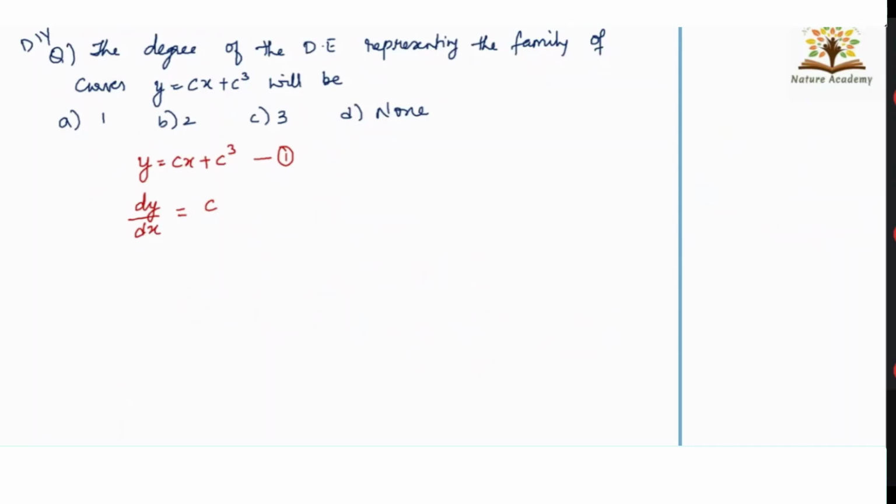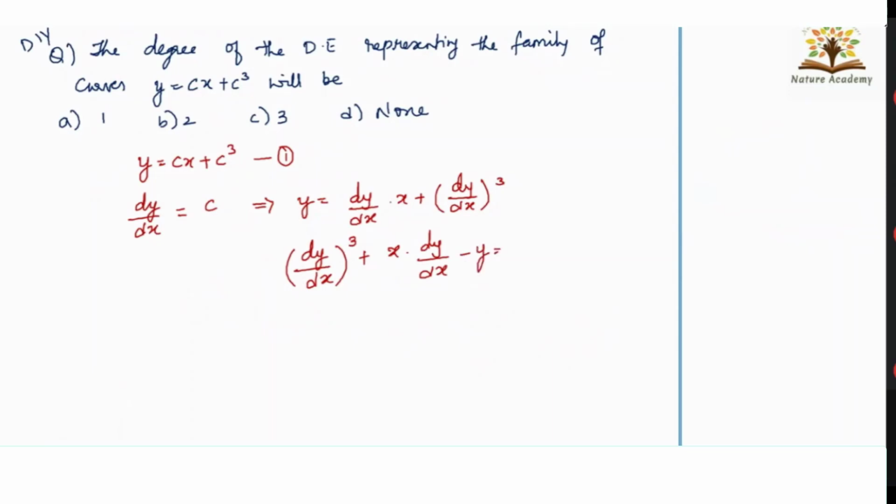So put this value of C in 1. You get y is equal to dy by dx into x plus (dy by dx) whole cube. I am just rearranging so that it looks like a good differential equation, so that it will be easy for me to find the degree. The degree will be 3 because the highest order derivative is dy by dx only, and the power of that is 3. So the answer will be C.